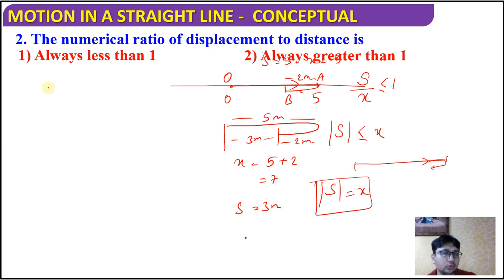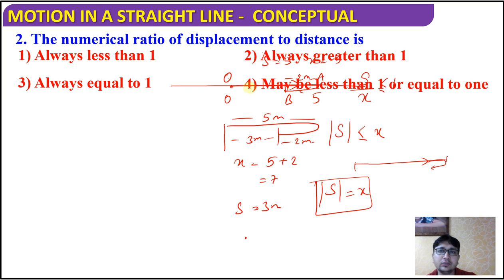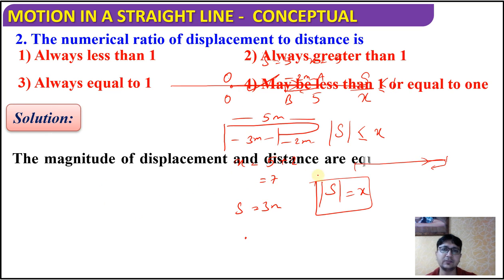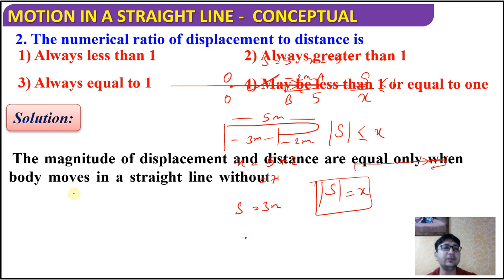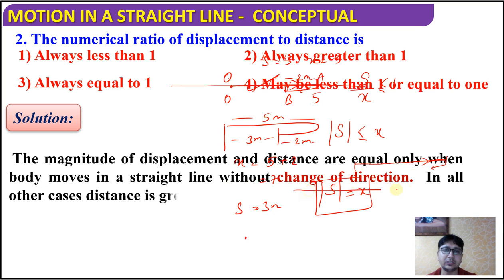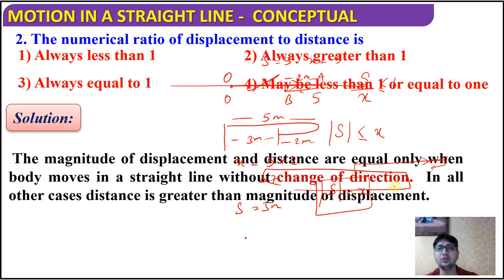Always greater than 1, no. Always equal to 1, no. Maybe less than or equal to 1. So the answer is 4. Okay, same explanation. The magnitude of displacement and distance are equal only when the body travels in a straight line without change in direction. I just now explained it to you with an example. In all other cases, distance is greater than displacement.